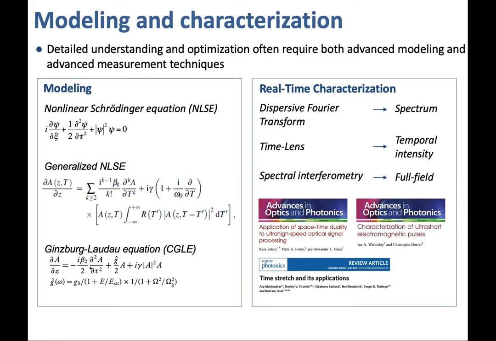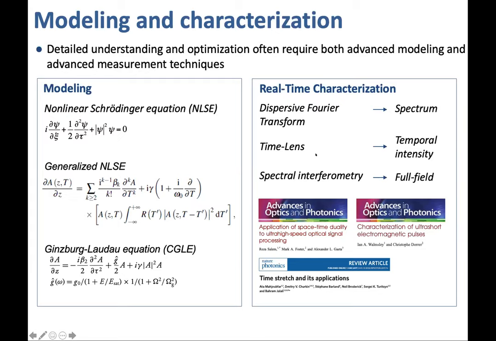Although we don't really look at this particular type of system in this talk, in the case of dissipative systems or systems with feedback, a commonly employed model is the so-called Ginzburg-Landau equation, which also includes gain and losses.